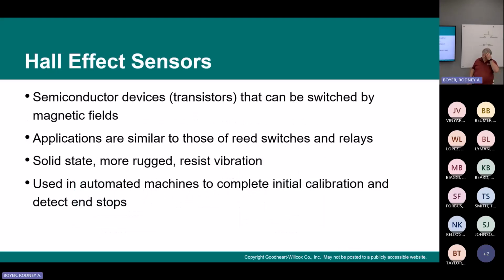Hall effect switch by magnetic field. Hall effect switches are used a lot in air cylinders, hydraulic cylinders. You put a magnetic band around the piston on the cylinder, and then a switch on either end. When the magnet gets close enough to it, it says, "Hey, magnetic field here."